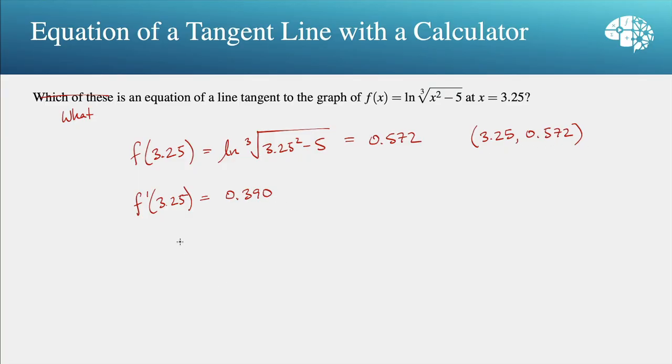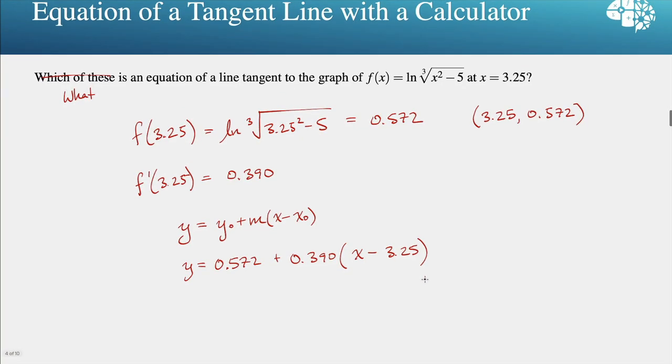So we're ready to use point-slope form of a line. So we've got y equals y naught plus m times x minus x naught. Okay, and we have all the pieces we need now. So y naught is the y-coordinate that we found, 0.572. Okay, plus m, which is the slope, the derivative, 0.390, times x minus the x-coordinate of the point, 3.25. Okay, now this is the equation of the line. This is in point-slope form.